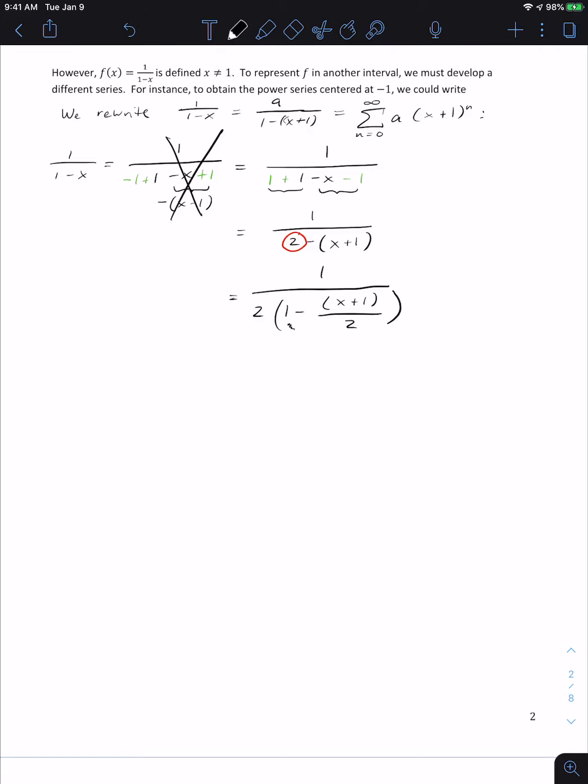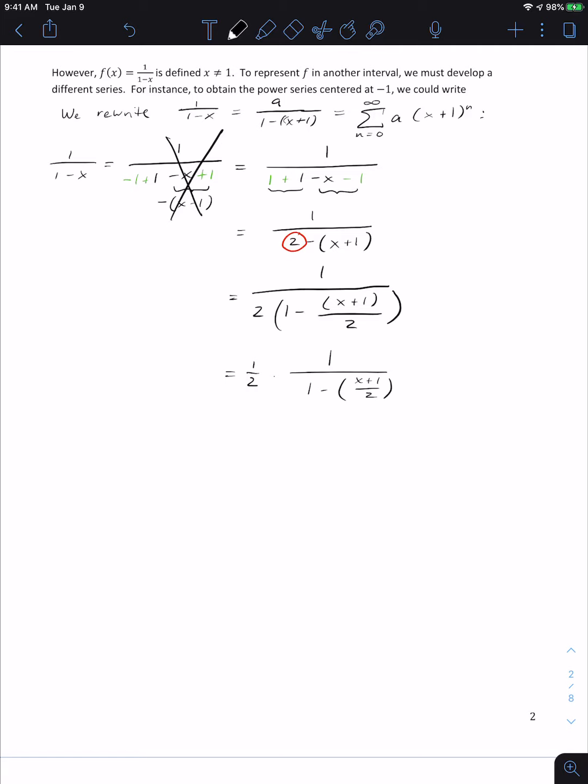I have a 1 minus something in the denominator. So what am I going to do here? Every time I have something in the denominator, remember, I can just factor it out like a constant, right? So I can rewrite this as 1/2 times 1 over 1 minus, and then now instead of writing x plus 1 in parentheses over 2, I can rewrite this as x plus 1 over 2 all in parentheses, right? Again, that's just fancy footwork of the parentheses there.